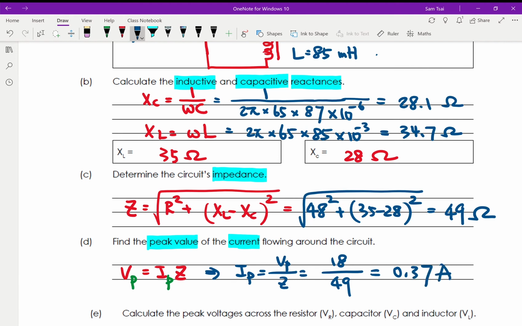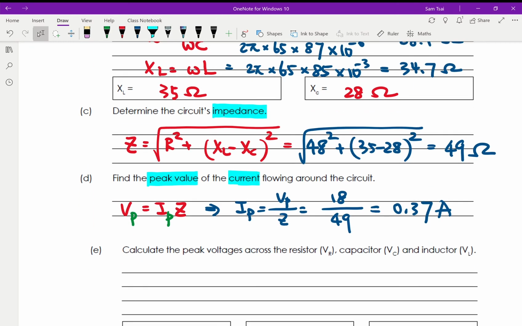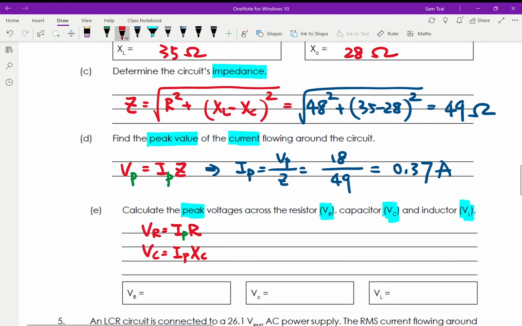amp. Now they want you to calculate the peak value across VR, VC, and VL. Again this is like Ohm's law. VR is IR, using peak values, so we don't need to convert, and you can put a small p here. VC will be IP XC, and VL will be IP XL.